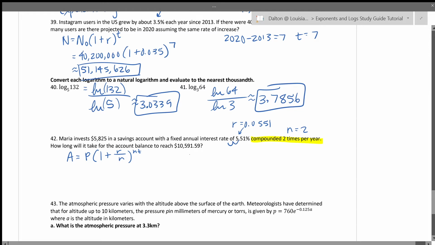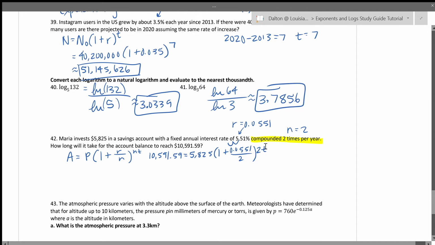Our final rate is still 10,591.59. The principal investment is still 5,825 times 1 plus our rate, R over n, which is 0.0551, and then we said earlier n is twice a year, so that's divided by 2, all to the nt power. Well, n is 2, and then t. So our goal is to get t by itself.